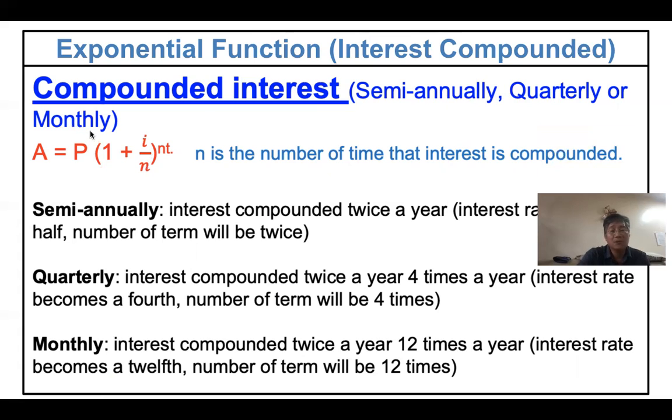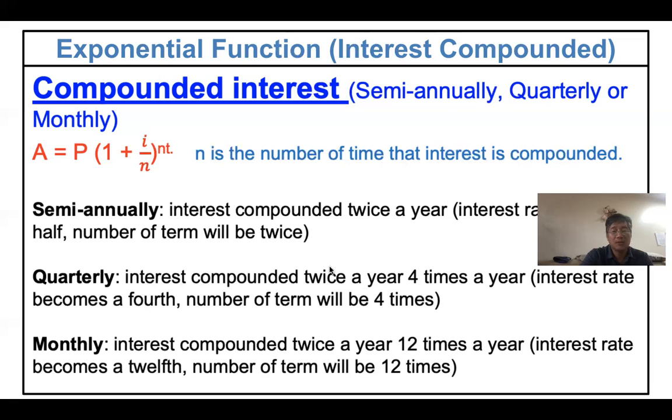So if it is once a year, you don't need to divide, just i. But twice, divided by 2. But what happened to the frequency here? You multiply by 2 the number of years, okay? Then you can get the amount directly from that formula. So annually, quarterly, monthly, twice a year. Sometimes they say biannually, right? Twice, 4 times, 12 times.